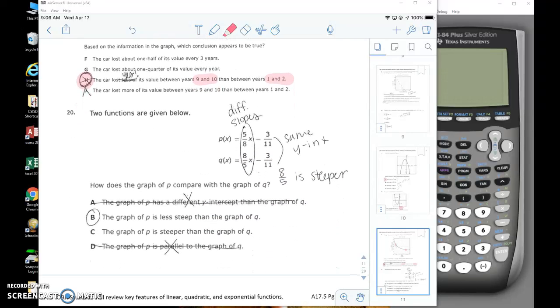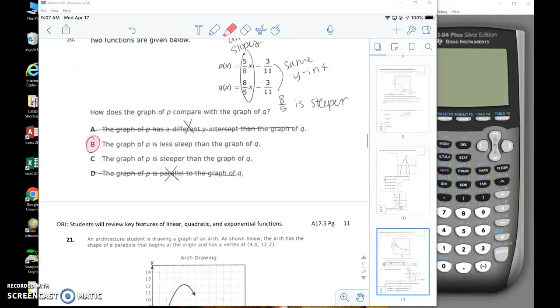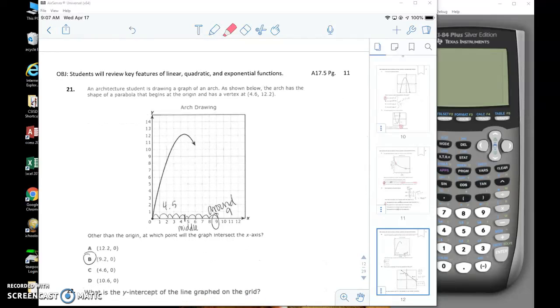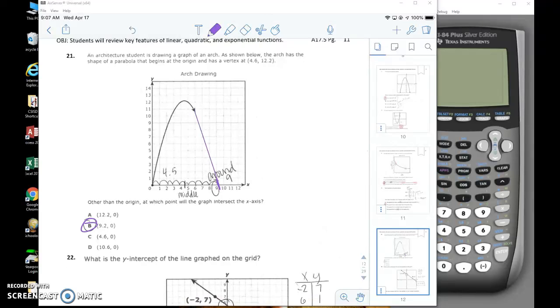Number 20, you could have graphed these in your calculator. The correct answer was B. 21, I would have extended this parabola, and you could see that this hits somewhere around 9. The correct answer was B.